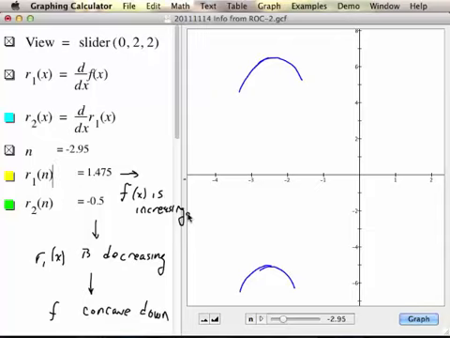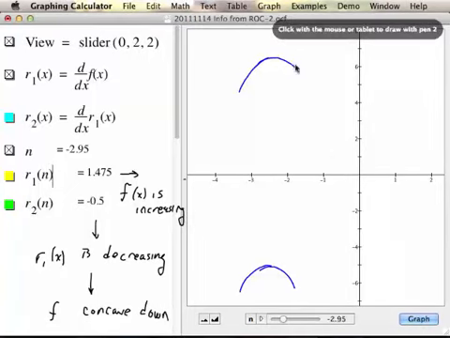Draw it with your finger in the air. It's increasing, f is increasing. We got that from the first derivative being positive. F is concave down. We got that from the second derivative being negative. So increasing concave down would be just like the left half of what I drew, right?